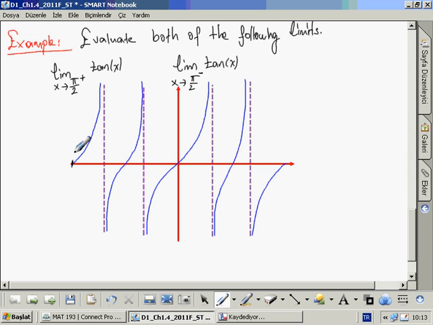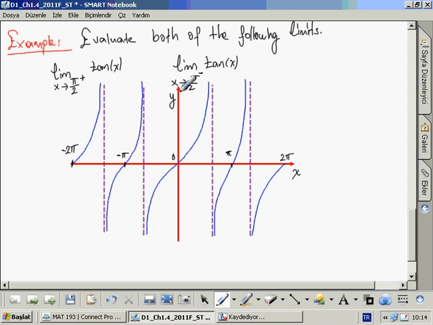This point is 2 pi, this point is, I'm sorry, minus 2 pi, this point is minus pi, this point is 0, this point is pi, this point is 2 pi. Okay, and this is x, and this is y.